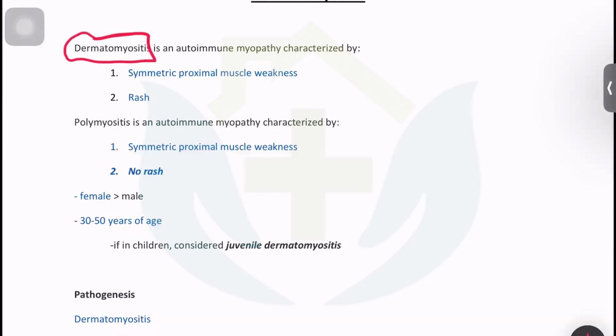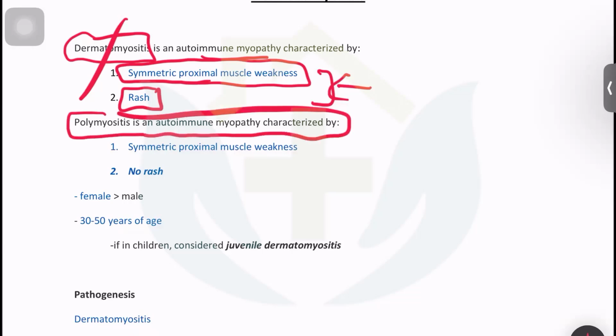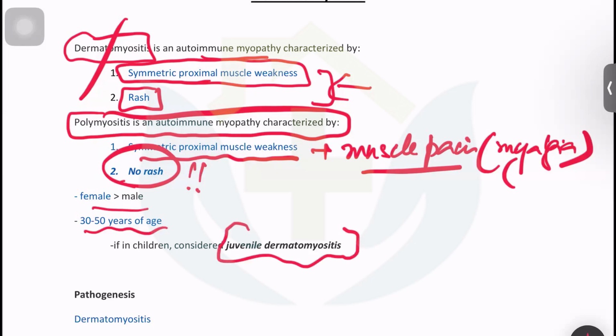Dermatomyositis should be studied separately from polymyositis. It is an acute myopathy characterized by proximal muscle weakness and rash. Why? Derma means skin, myositis means muscle. Both of them should be involved. However, polymyositis is basically symmetrical proximal muscle weakness plus muscle pain, myalgia, but no rash. Females are more affected, usually 30 to 50 years of age. If in children, the diagnosis changes, it is juvenile dermatomyositis.